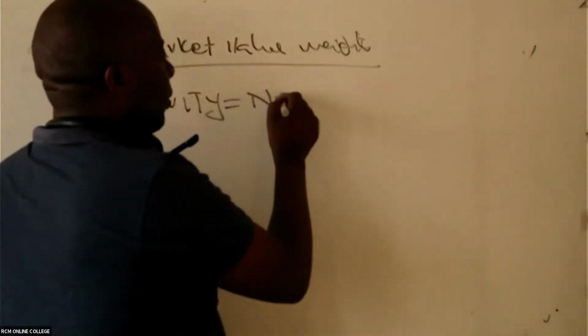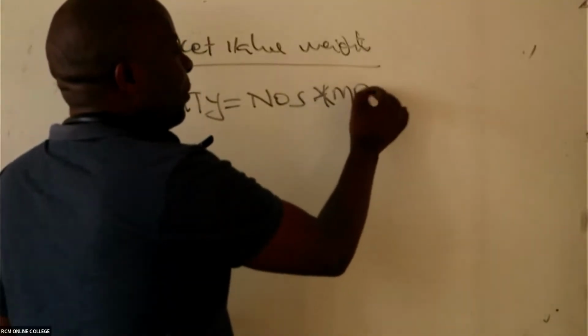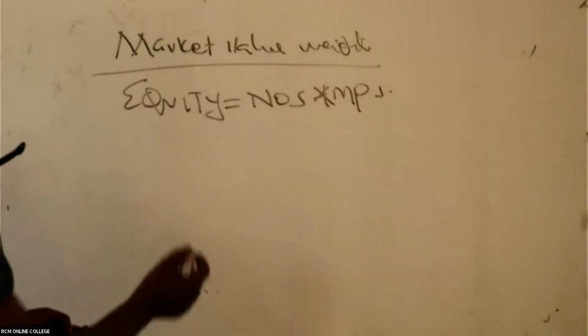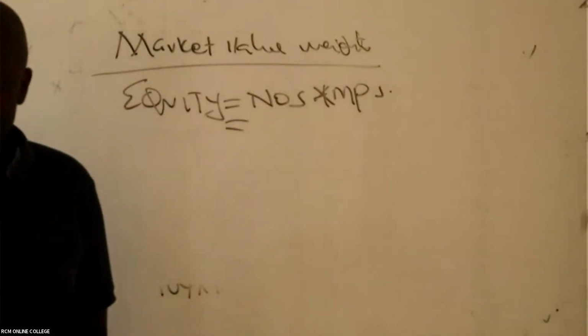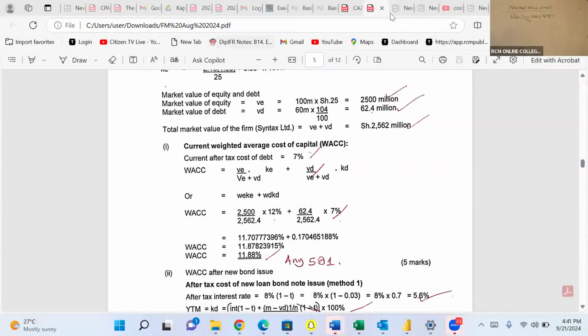We take the number of ordinary shares. How many shares do we have, times the market price per share? Here, under equity share capital, we can see the number of shares. How many shares do we have in total?